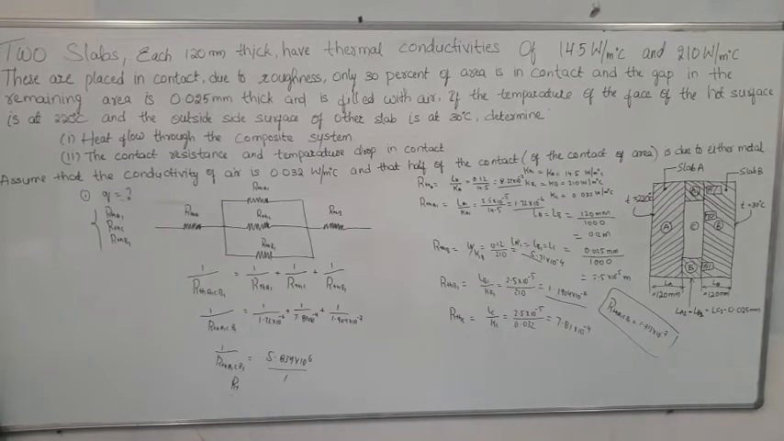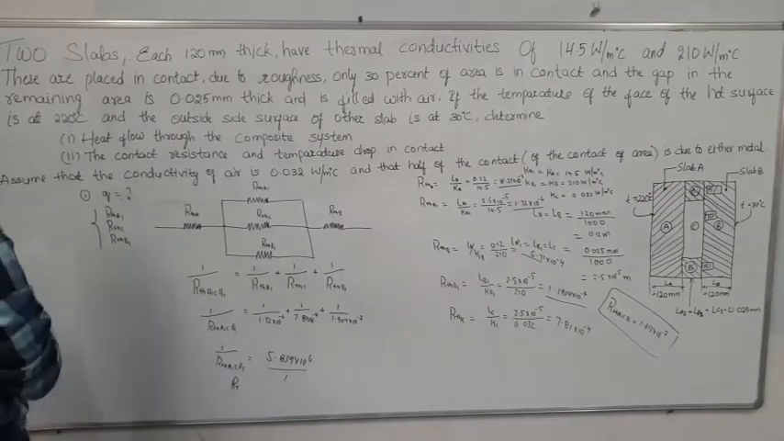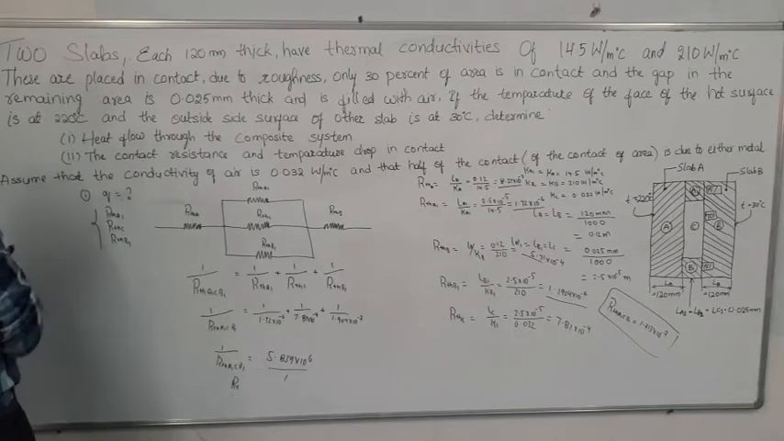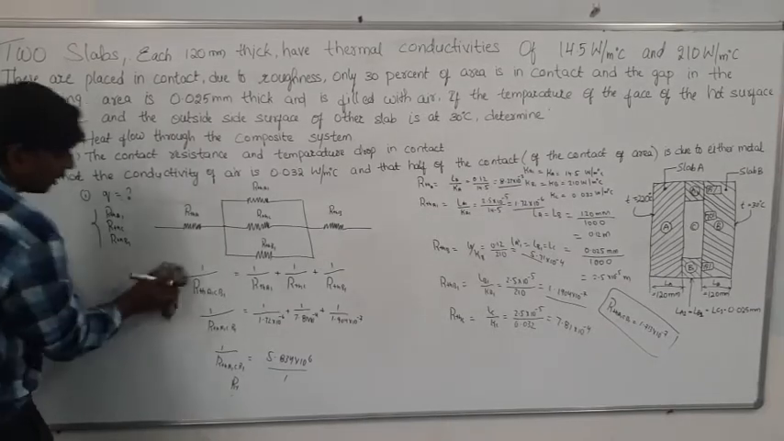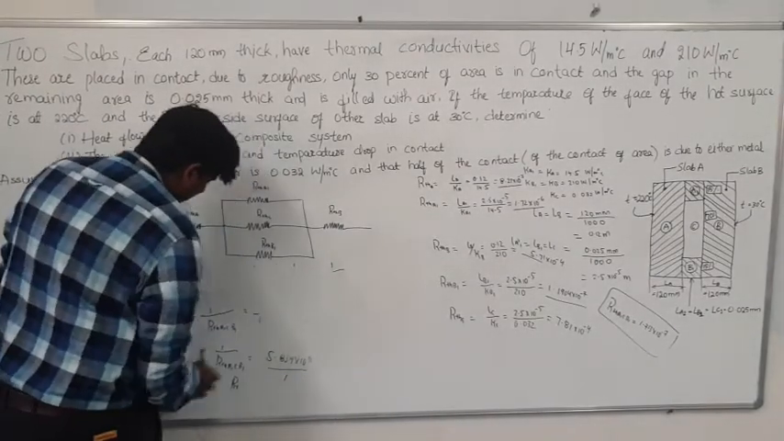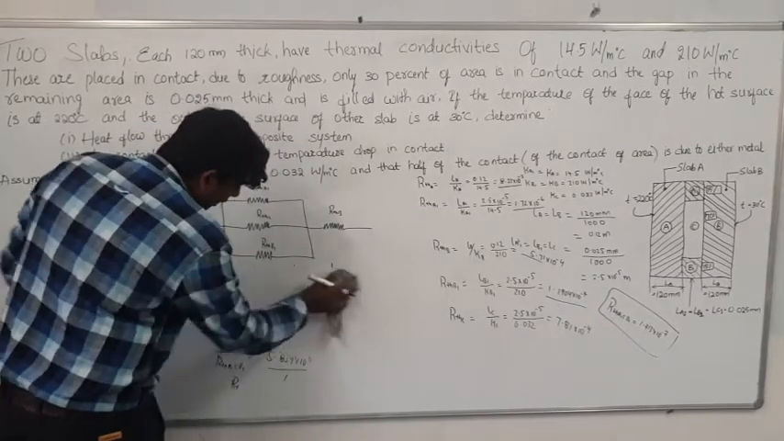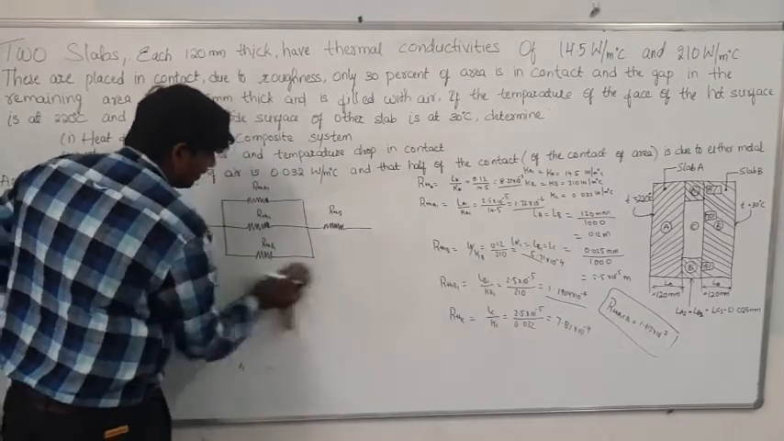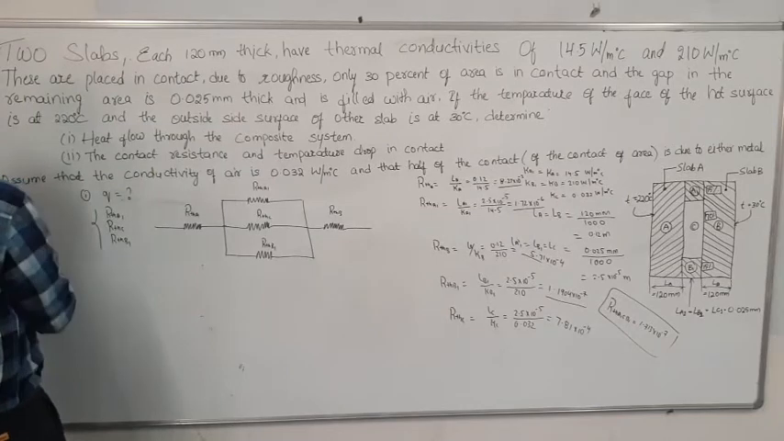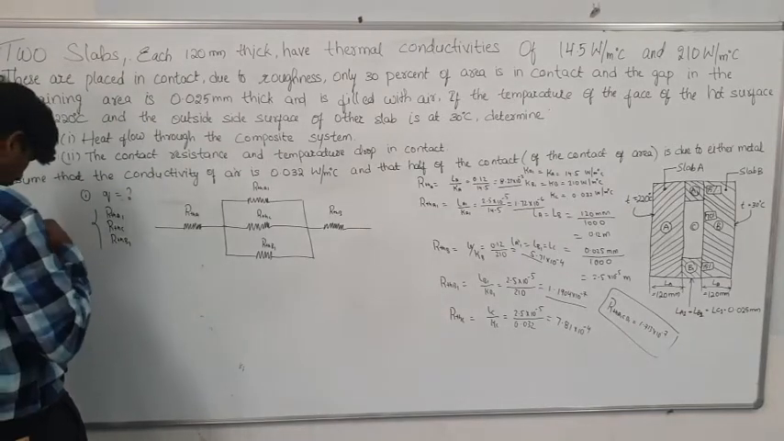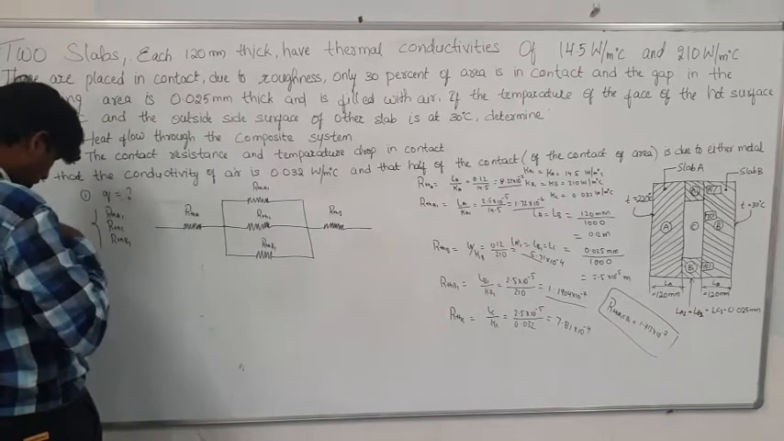So after getting this value, what do you have to do? You got the values of RTH A, RTH B, RTH A1, RTH 2. After that you have to draw this diagram. You have to draw the diagram. This parallel you have to convert into series.